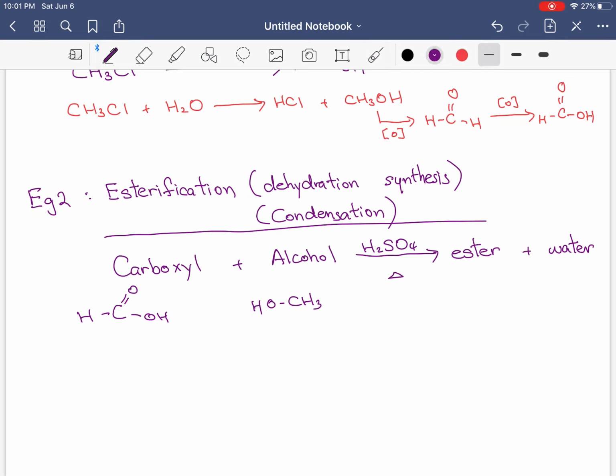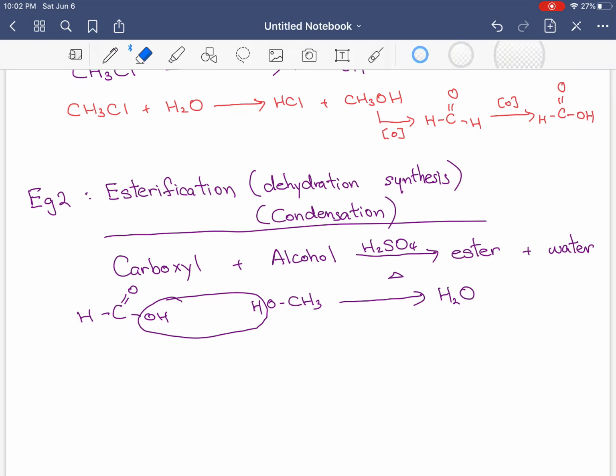So again, this is what's going to happen here. One of the participants will donate the OH. The other participant will donate the H. Now, it doesn't matter who donates the OH and who donates the H. That's not a big deal. It could be this and this. Doesn't matter. So let's say it's this. Here's OH and H, which is really H2O.